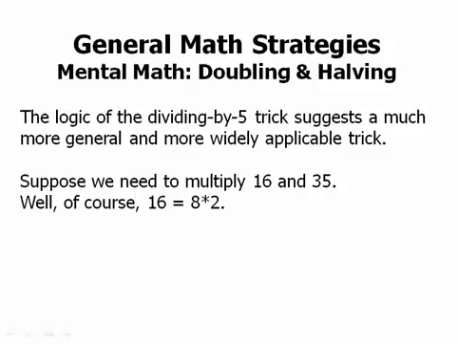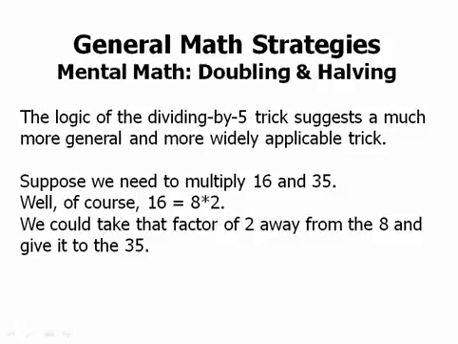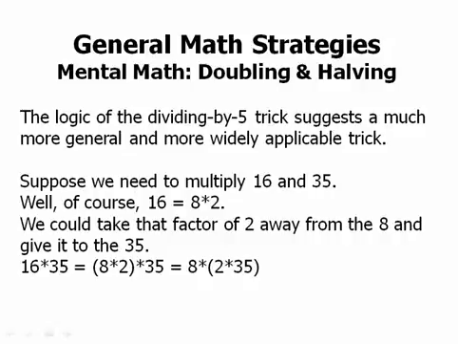But of course we know that 16 is 8 times 2. We could take that factor of 2 away from the 8 and give it to the 35. So 16 times 35, of course that's 8 times 2 times 35. And imagine we group it in a different way. Of course we can group multiplication in any order we want. That's technically known as the associative property. So we can group that as 8 times 2 times 35. Well, 2 times 35 is 70. Well, all right, well now, this is something I can do in my head.